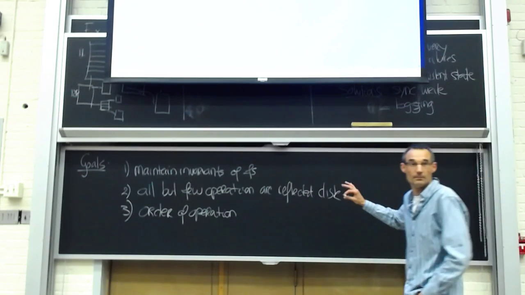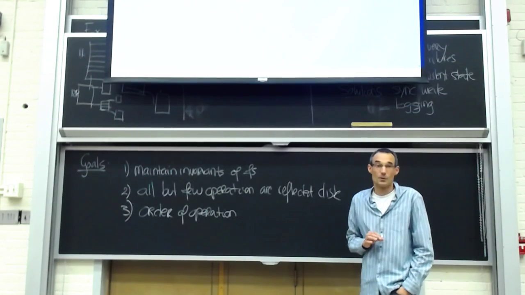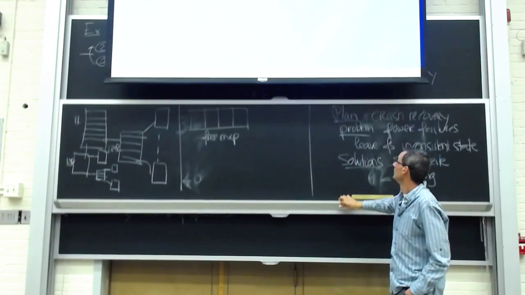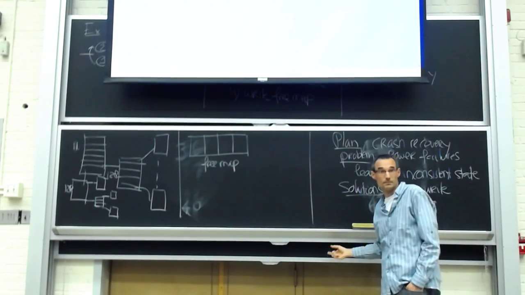All right, that makes sense? So these are the set of goals that we want to achieve. Clearly, if we don't do something special, we get all kinds of trouble in these examples that I've just shown.